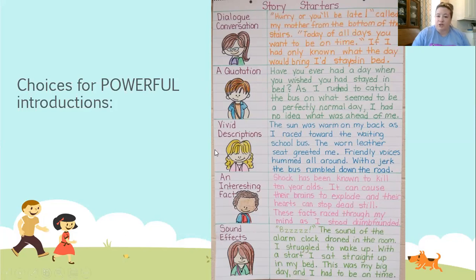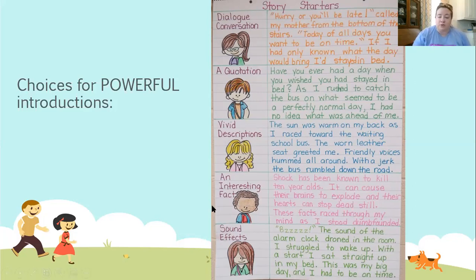The third choice you could use is vivid description. Vivid just means that you're using really descriptive, powerful words, telling us everything in detail so well that I can picture it myself in my mind, like this. The sun was warm on my back as I raced toward the waiting school bus. The worn leather seat greeted me. Friendly voices hummed all around. With a jerk, the bus rumbled down the road. That is very vivid. I could picture that in my mind, and I hope you could too.